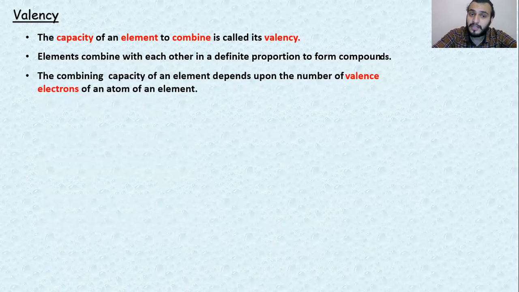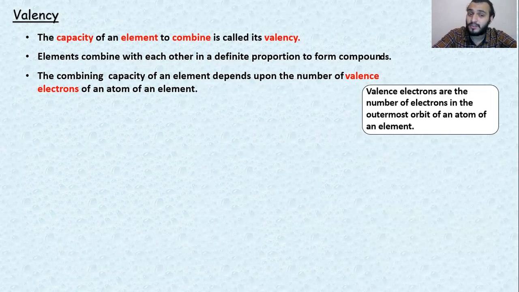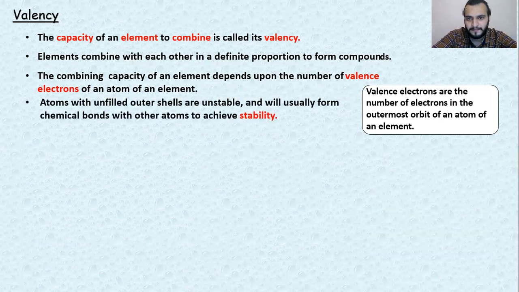So if we know the atomic number, we can write the electronic configuration. From the electronic configuration, we can get valence electrons. And what are valence electrons? Valence electrons are the number of electrons in the outermost orbit of an atom of an element. Simply, we can say electrons in the outermost orbit are called valence electrons. And from these valence electrons, we can get its valency. How will we find out? So if the outermost shell is complete, we can say the element is stable. But if the outermost shell is unfilled, that is, it is incomplete, not completely filled, then in that case we can say the element is not stable, it is unstable.